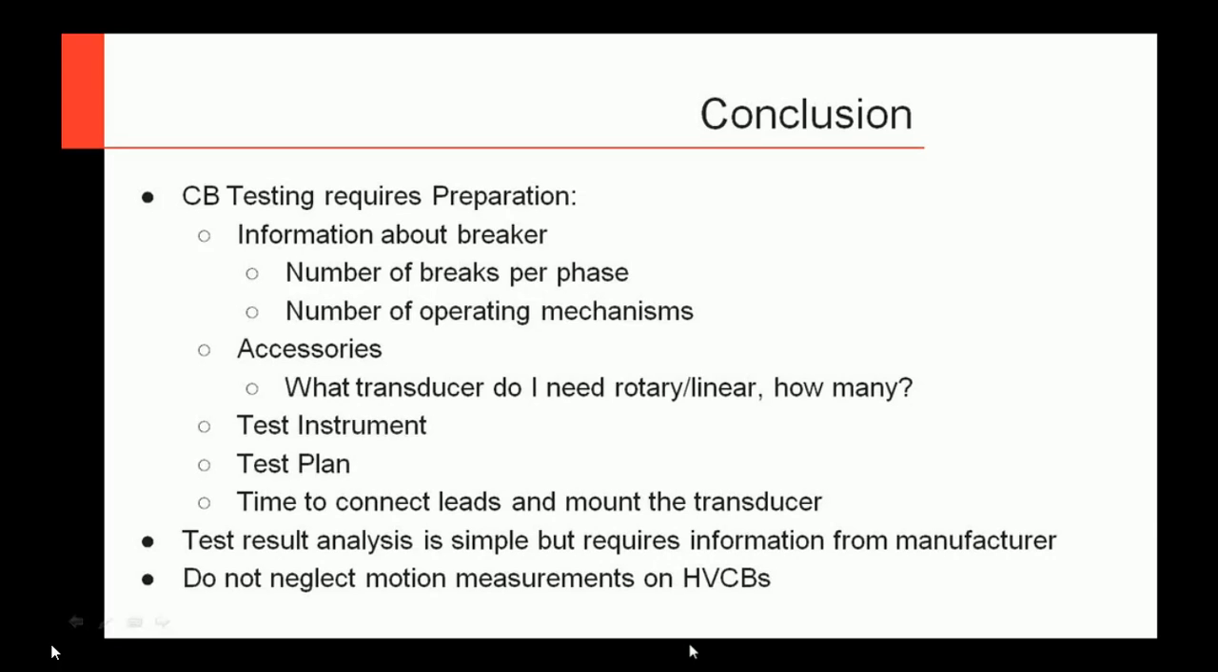Circuit breaker, total opposite. I don't know how to connect until I get there, really, unless I've done it before. I have to figure it out when I'm in the field. So figure it out, connect up. Once I connect everything, really analysis is quite simple. And hopefully from my example and some of my comments there, you guys really think not to neglect motion measurements on your high voltage circuit breakers.